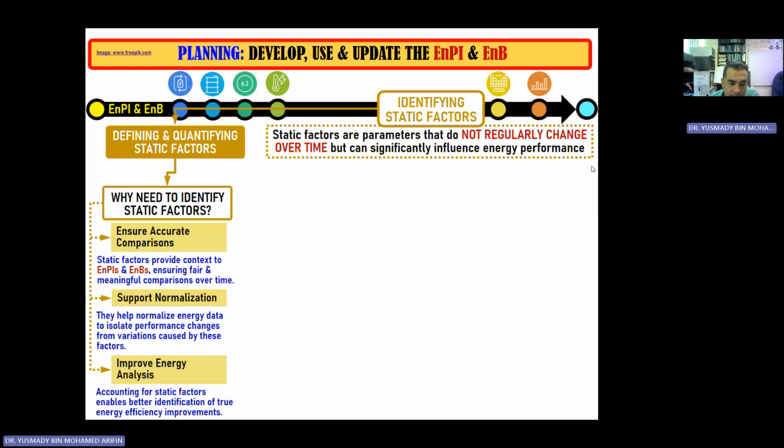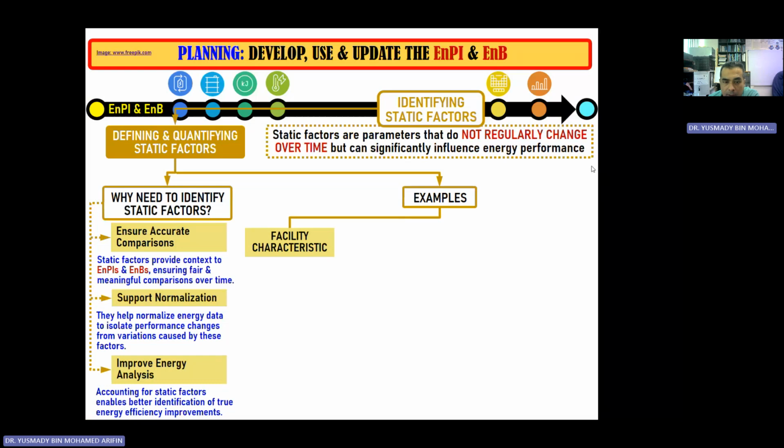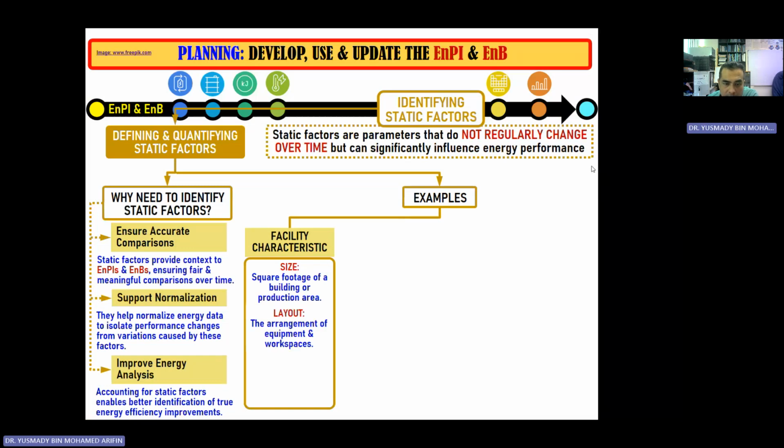Improve energy analysis. Accounting for static factors enables better identification of true energy efficiency improvement. For example, in terms of facility characteristics: size, square foot of a building or production area, layout, the arrangement of equipment, workplace infrastructure, installation level, and the type of building material. So these are examples of static factors based on the facilities.